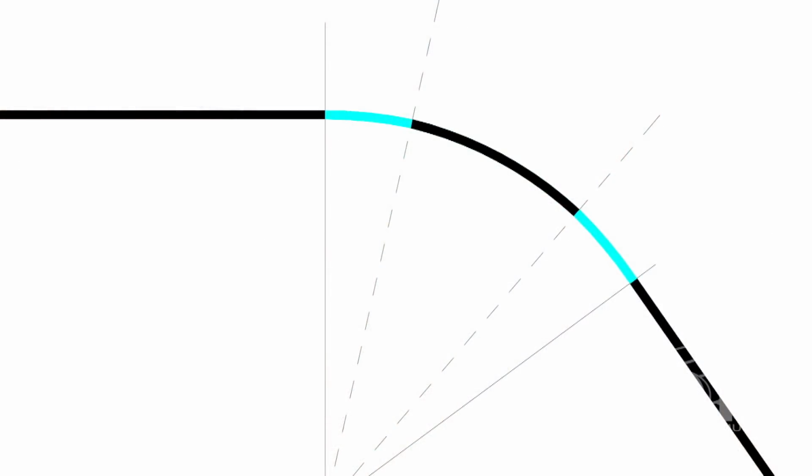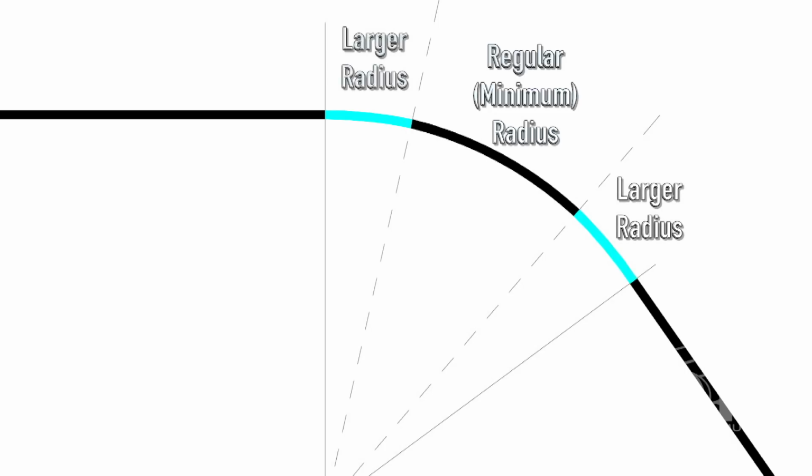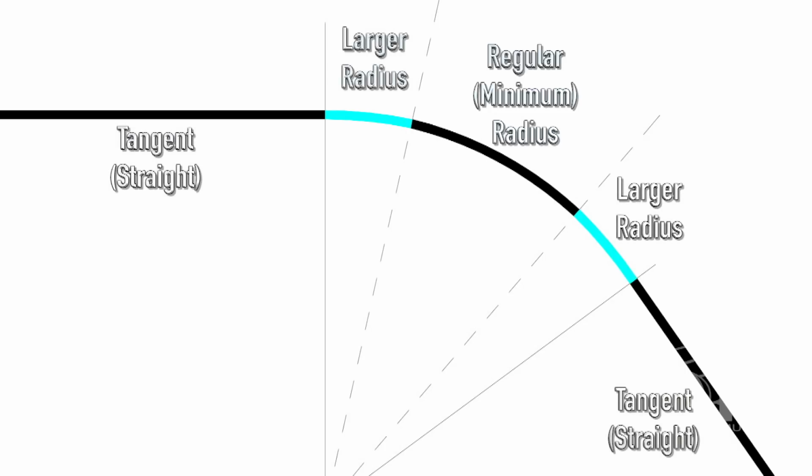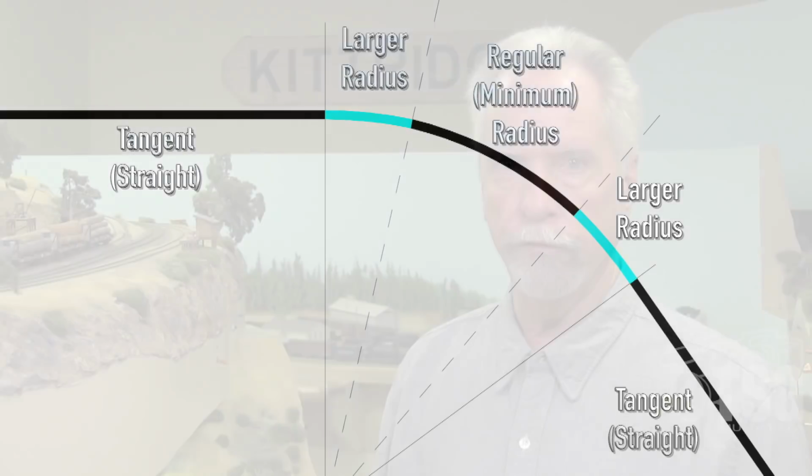Another thing I did was I incorporated spiral curves in all of the track, and spiral curves are shown in this illustration. One way to do it is you have a regular radius, and then you take a couple of pieces of a larger radius and use that to transition to the tangent or straight track. Railroads always use spiral curves. Every single curve on a prototype railroad is a spiral curve.